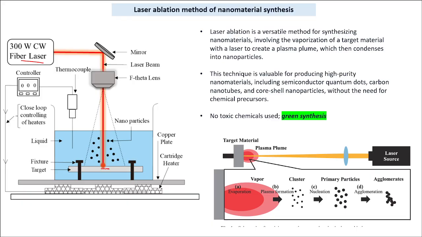And when this laser falls on this, what happens? Laser ablation is a versatile method for synthesizing nanomaterials involving the vaporization of a target material. Suppose this is a target material. This could be any, maybe a metal alloy, or you're forming copper or silver or gold nanoparticles. The laser hits the target material to create a plasma plume. So there is creation of this plasma plume, which then condenses into nanoparticles.